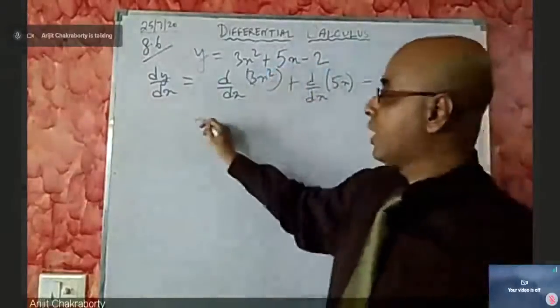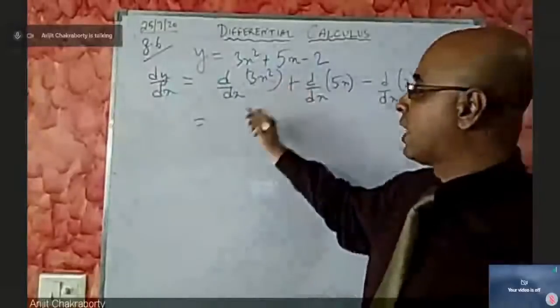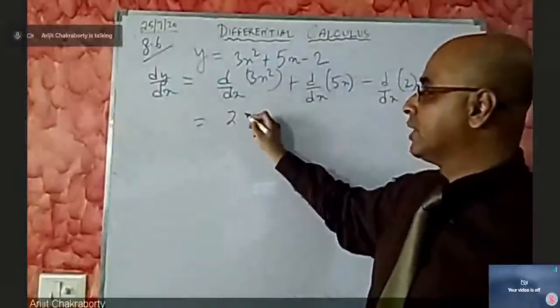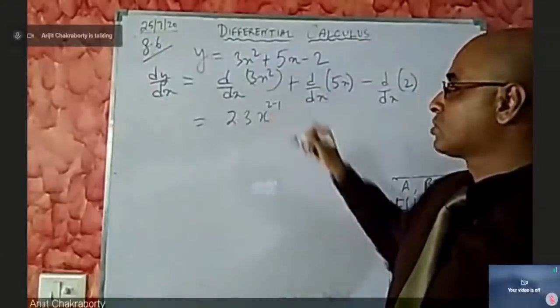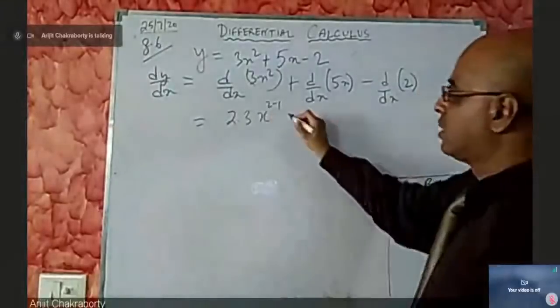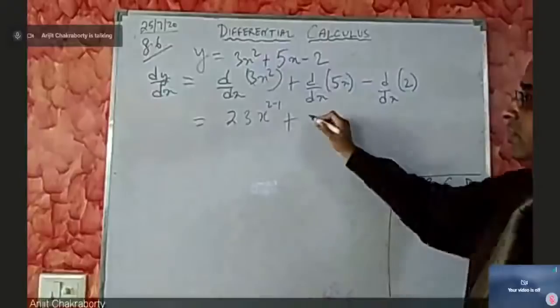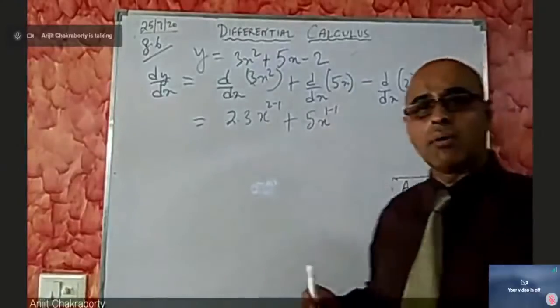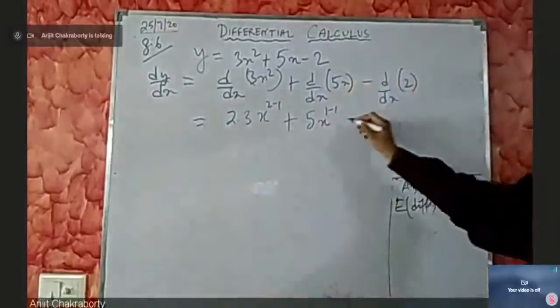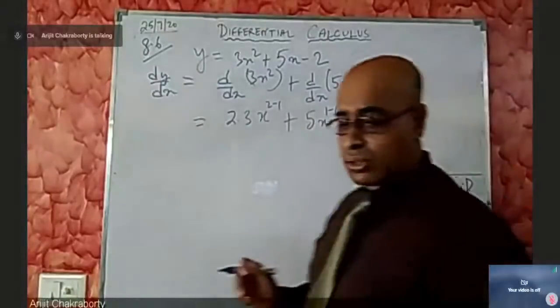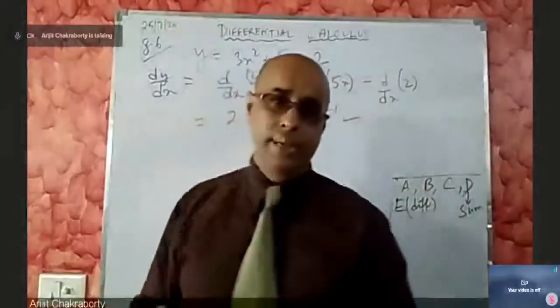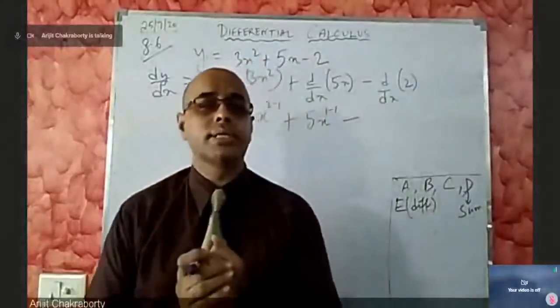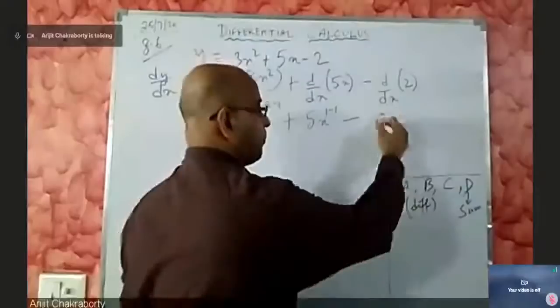Now d dx of 3x square becomes 2, the 2 comes down, into 3 to the power 2 minus 1, plus 5x, 5 remains as it is, x to the power 1 minus 1, minus d dx of 2. Now 2 is a constant and the derivative of a constant is 0. So we have 0.